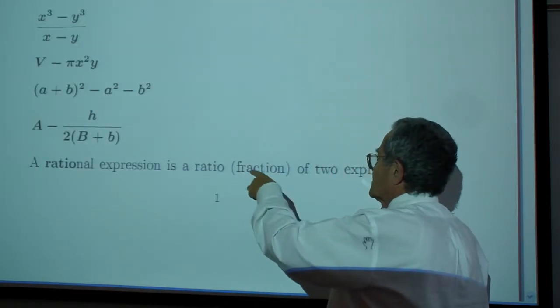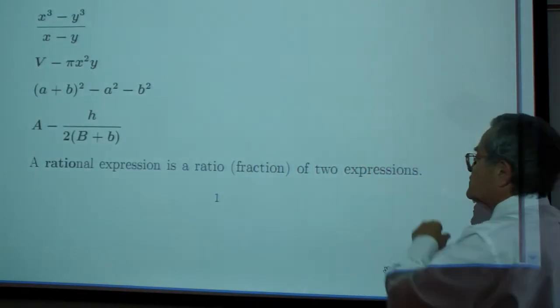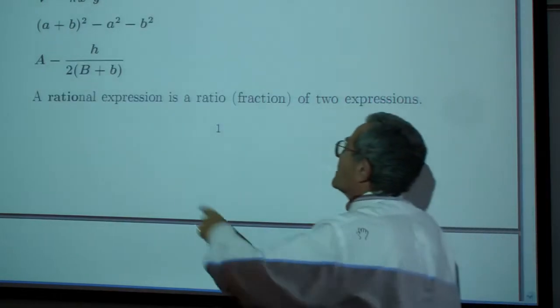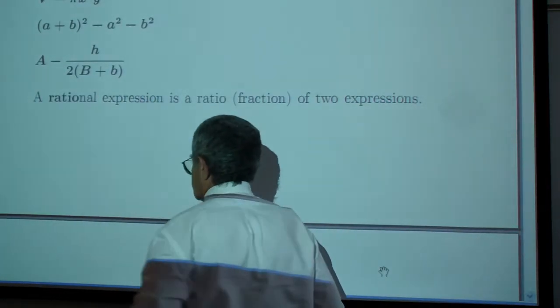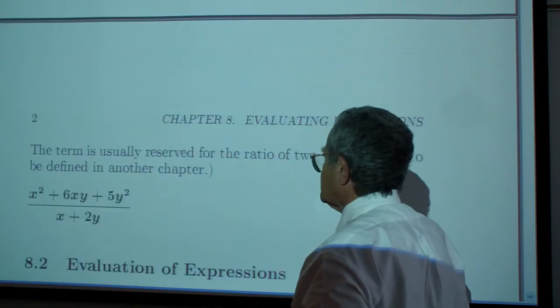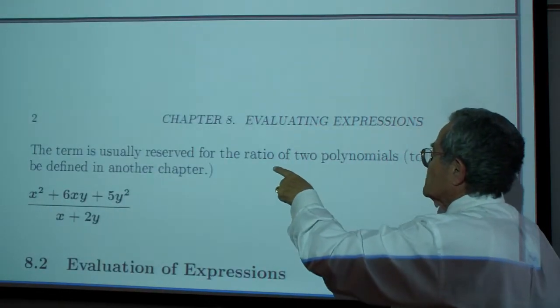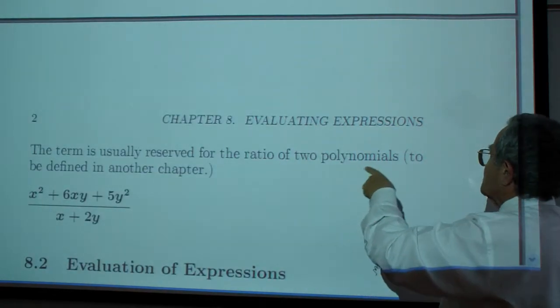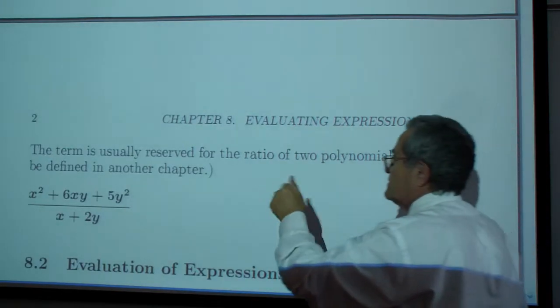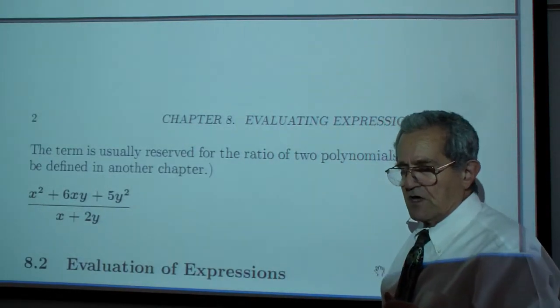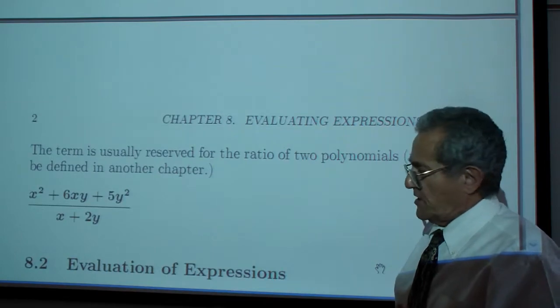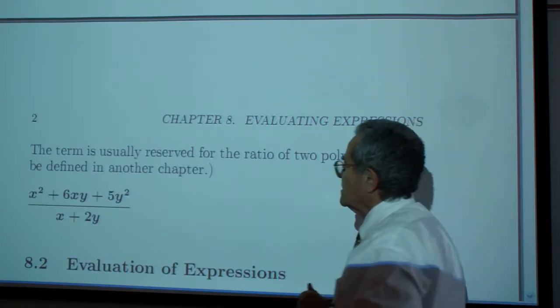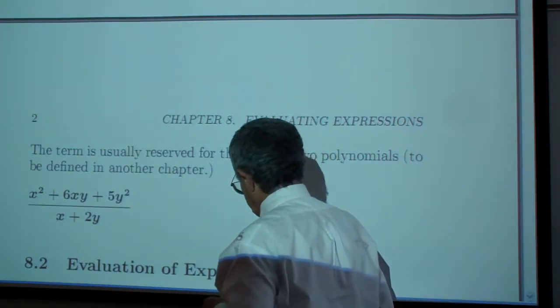A rational expression is a ratio, a fraction of two expressions, like this fraction right here. The term is usually reserved for the ratio of two polynomials, to be defined in another chapter, chapter 5 or chapter 6, I think. Polynomials. So this is a rational expression.